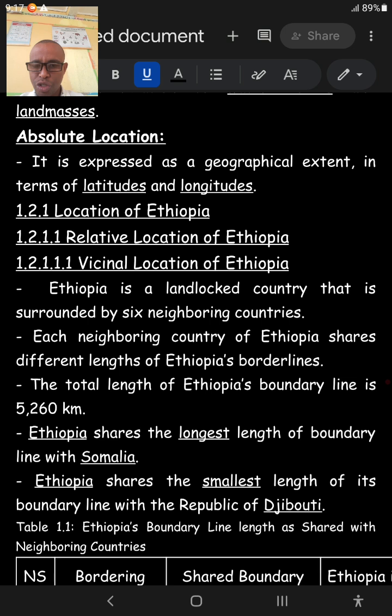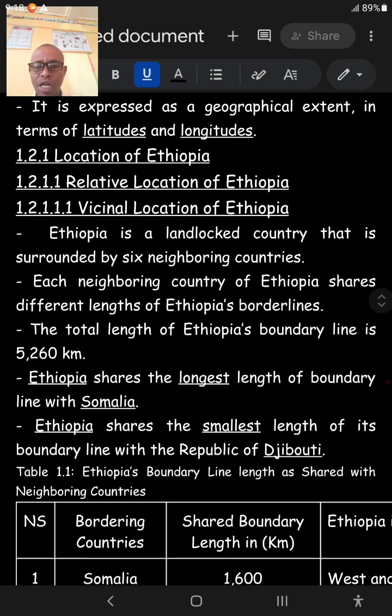The relative location of Ethiopia, specifically the vicinal location of the country. Ethiopia is, as you know, the biggest country in the Horn of Africa and the 10th largest country in Africa and the 25th largest country in the world. However, this country is landlocked, surrounded by 6 neighboring countries. Each neighboring country of Ethiopia shares different lengths of boundary.